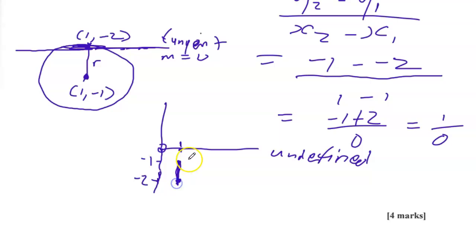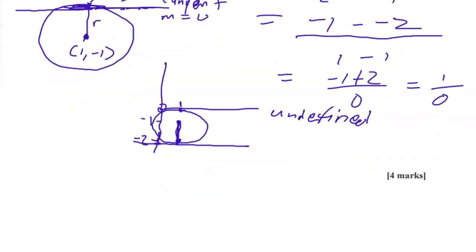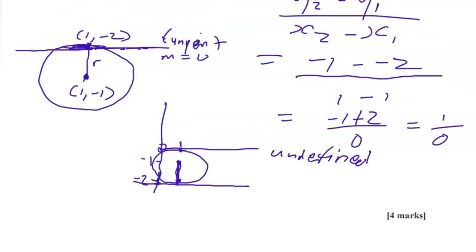Good? The vertical line. So I guess the circle would look something like this. Alright. So at the point 1, -2, the tangent would look like this. Notice the tangent here is flat, so there's no gradient. And of course, this line will certainly cut the y-axis at -2. So the equation of the tangent is y equals negative 2.